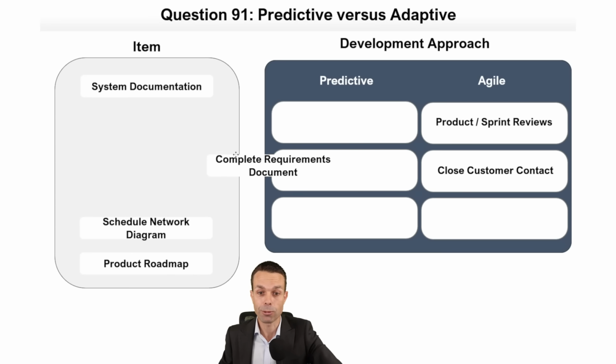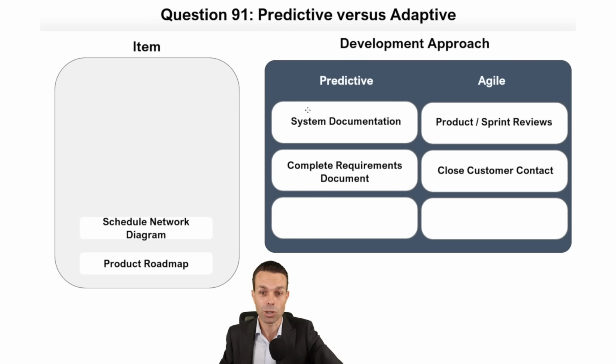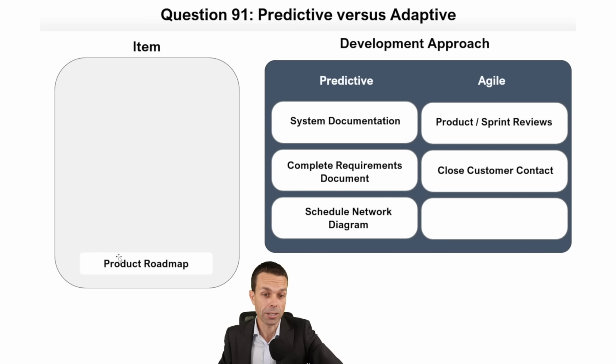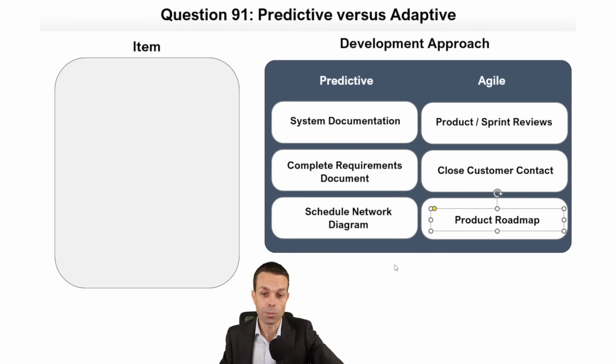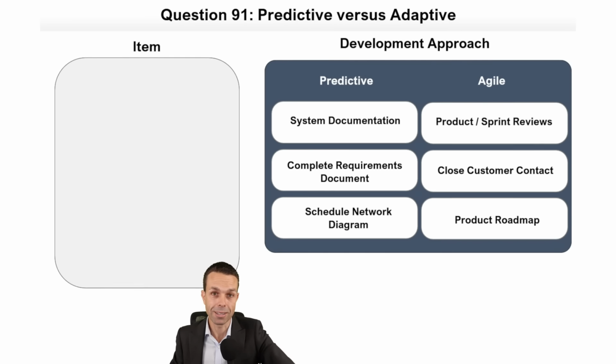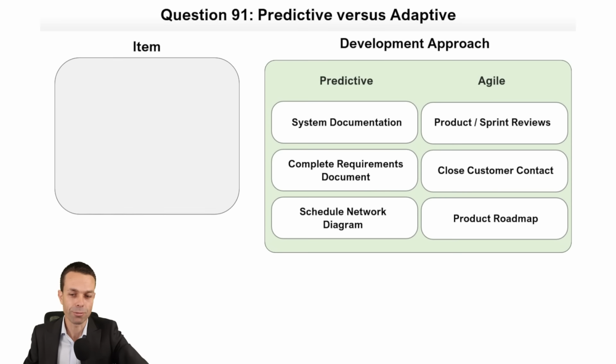We're going to have a complete requirements document in predictive, and we're probably going to have system documentation instead of reviewing the actual product. And in predictive, we might have a schedule network diagram to show the order of our things, like on a Gantt chart. But in Agile, it's a similar idea, but we're going to have a product roadmap instead. So really just called a different thing. You could use a Gantt chart for your product roadmap, and that's what I personally do in the real world.